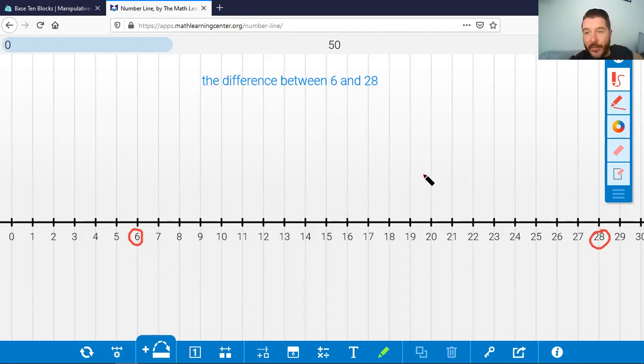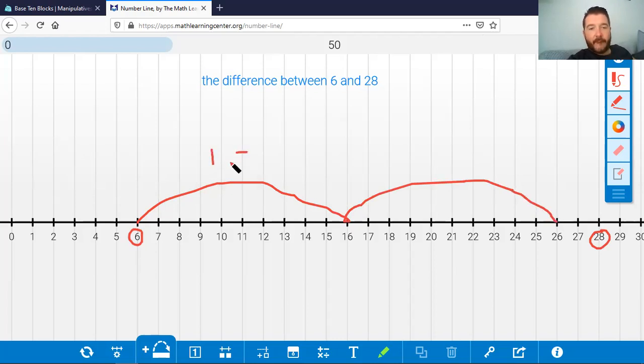Rather than doing individual jumps, I'm going to do big jumps because I know how to count in tens from 6. So I'm going to count on and go, right, a jump of 10 from 6 would take me to 16. And another jump of 10 would take me to 26. So that's 10 there and 10 there. Then I'm not quite at 28 yet, so I need to count on the extra 2. 1, 2. That's a jump of 2.